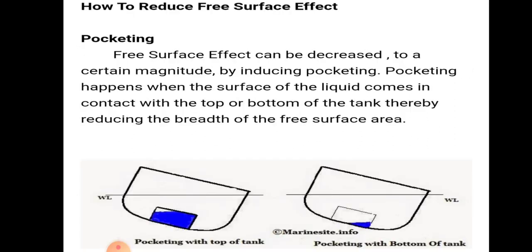How to reduce free surface effect? Pocketing. Free surface effect can be decreased to a certain magnitude by inducing pocketing. Pocketing happens when the surface of the liquid comes in contact with the top or bottom of the tank, thereby reducing the breadth of the free surface.